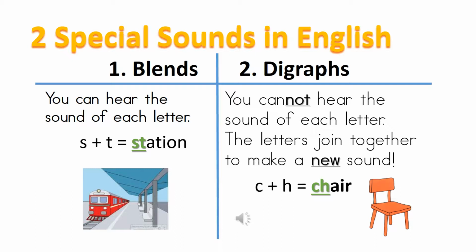Now if we look at number 2, the digraphs. What makes the digraphs different is that you cannot hear the sound of each letter at the very beginning of the word. In fact, the letters join together to make a brand new sound. Look at the example, chair. The C and the H go together to produce the ch sound. The normal sound for a C is k, k, and the normal sound for an H is h, h. But you don't hear those separate sounds. They work together to make a new sound, ch, ch. So that's a digraph.